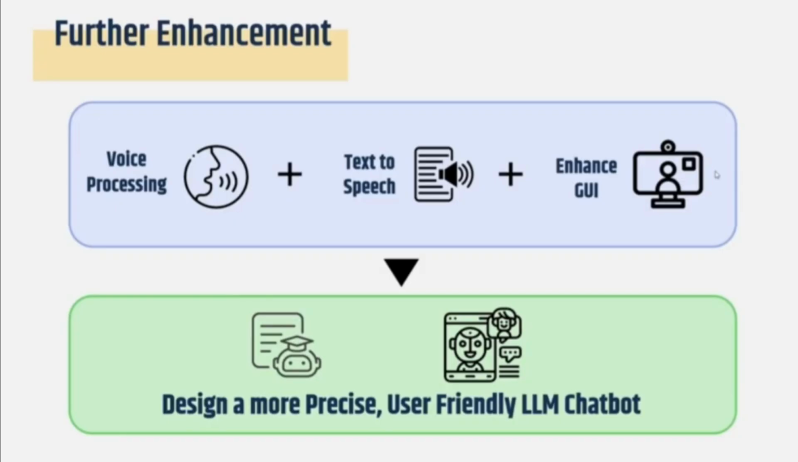By integrating text-to-speech functionality, the chatbot can deliver responses in a natural, more human-like voice. This feature is particularly useful for accessibility purposes or scenarios where the user prefers auditory feedback instead of reading text. It also improves interactivity, making the chatbot feel more conversational and user-friendly.